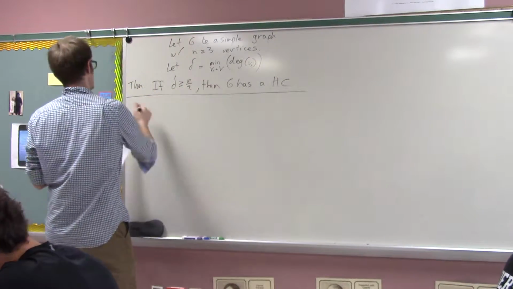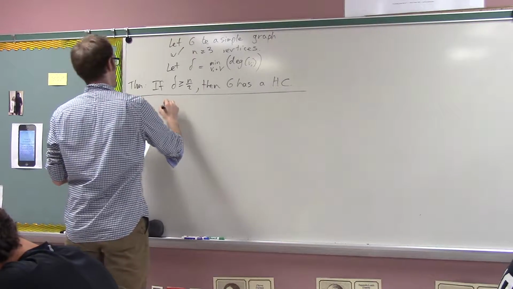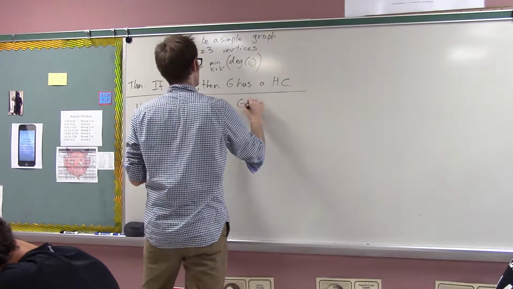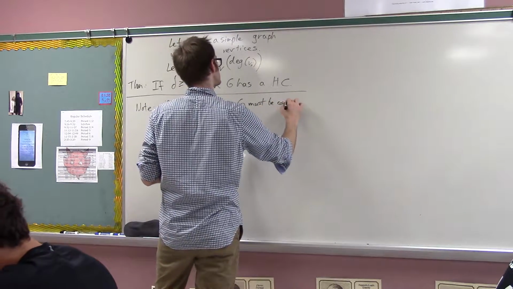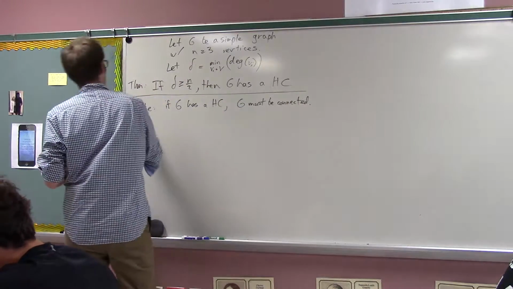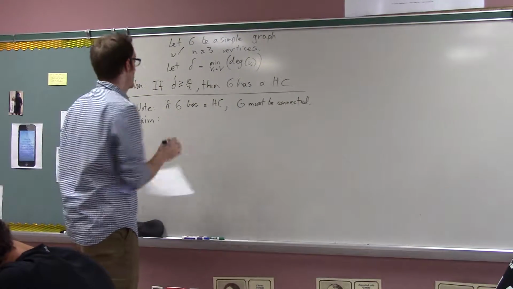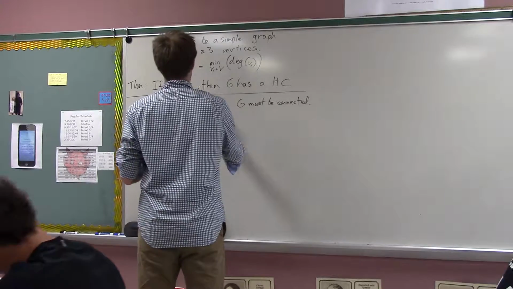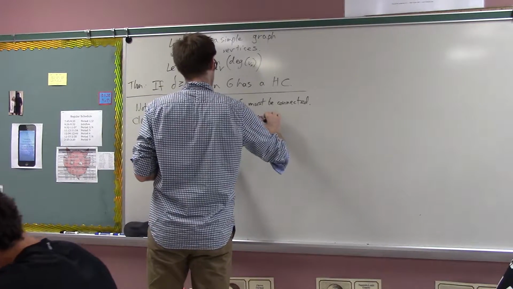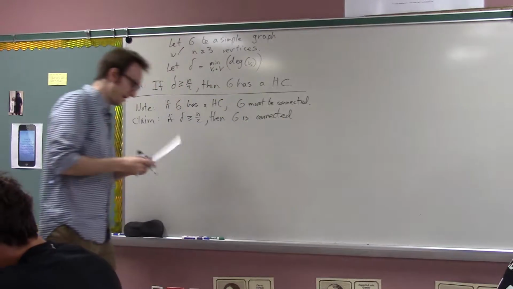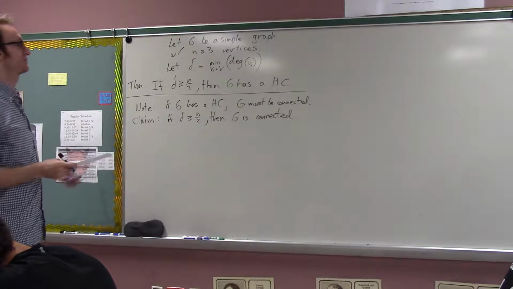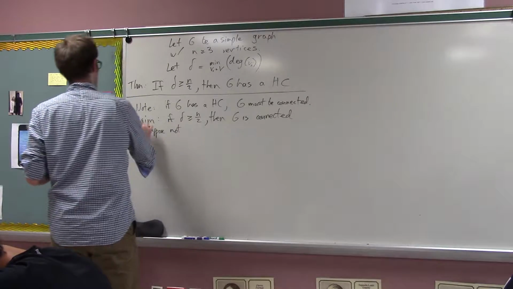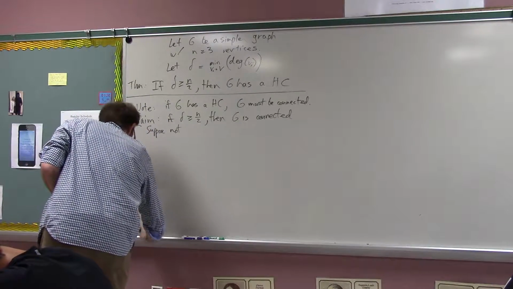So note, if G has a Hamiltonian cycle, G must be connected, duh. And so now comes my claim. If delta is greater than or equal to n over 2, in other words, if everyone has enough friends, then G is indeed connected. Okay, why is this true? All right, well, I think the thing to do is to do a proof by contradiction. So suppose not. And by suppose not, I mean suppose not connected. And I'm going to hope to arrive at a contradiction.